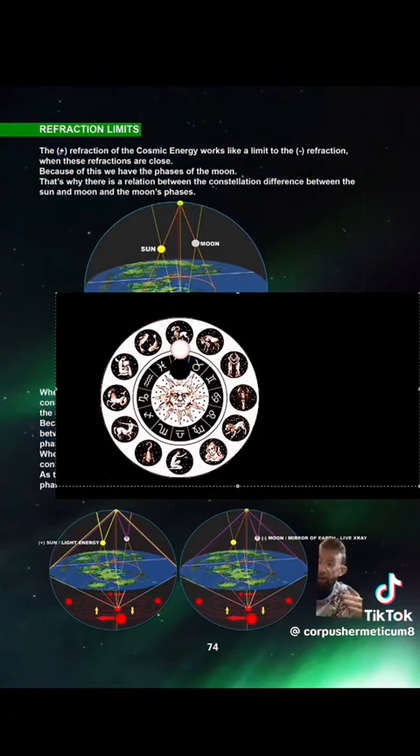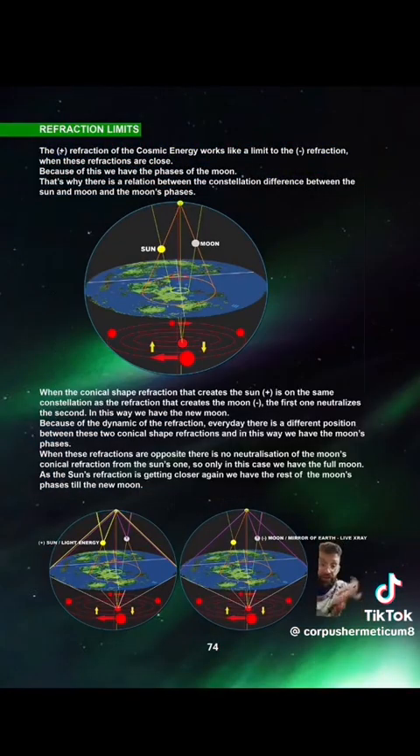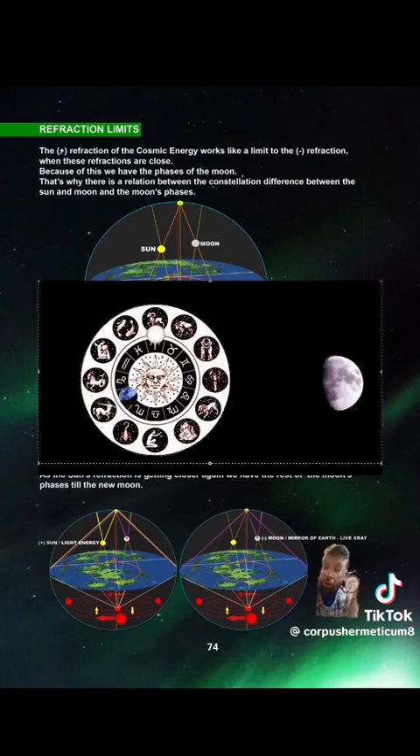Okay, but on the other end, when both of these refractions are opposite of each other, and when both the sun and moon are in harmony with each other as they're circulating around the Earth, when that happens, there is no neutralization of the moon's conical refraction from the sun's energy. So in this case, we have the full moon. Duh! Because they're both opposite of each other. The sun is farthest away from the moon, and they're circling around the Earth, so you can see the full moon in all of its glory, in all of its wonder and its beautiful light.